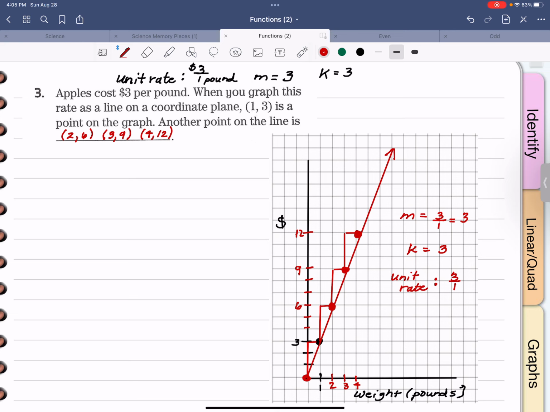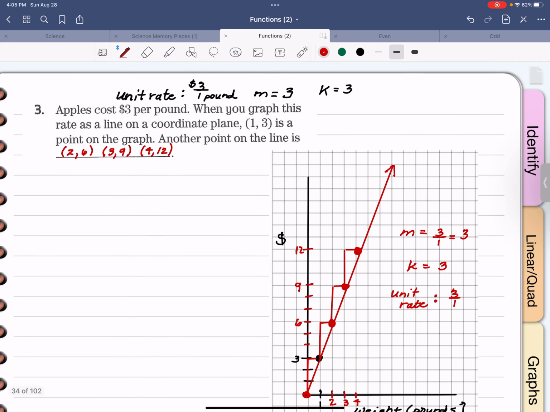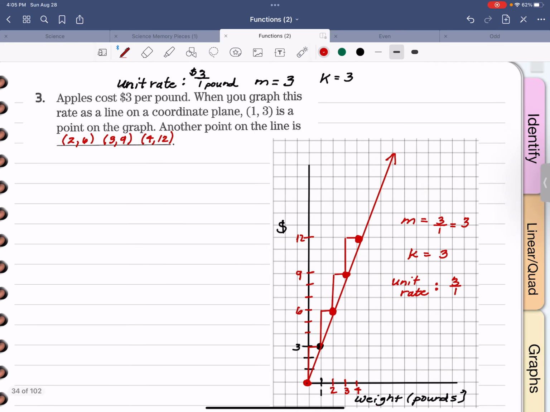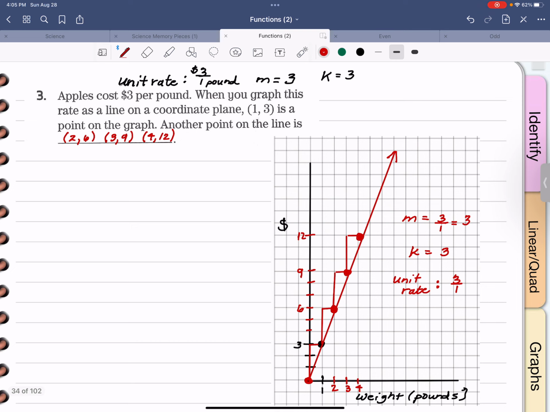You do not have to draw the graph. They didn't give us a graph in the textbook, but I wanted you to see how the answers are being found. But on a test, would I have drawn the graph? No, because that takes a lot of time. I would have figured out my unit rate and I would have gone from there. But you can draw the graph if it helps you.